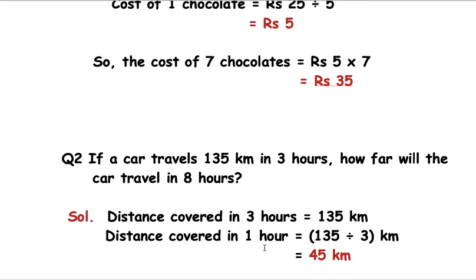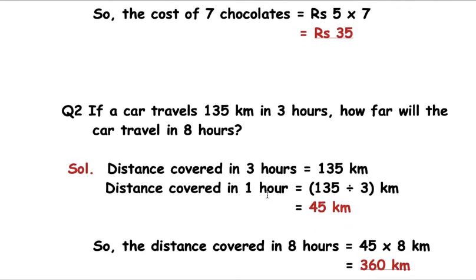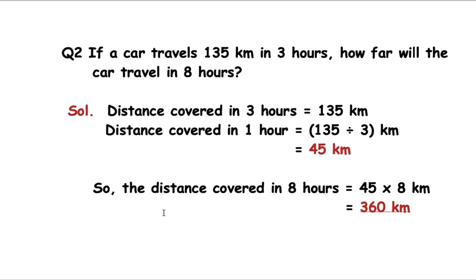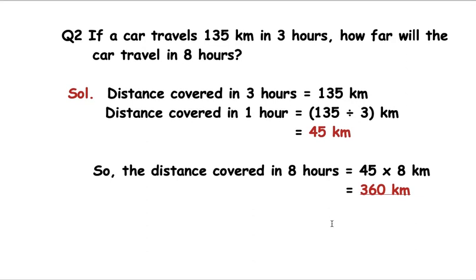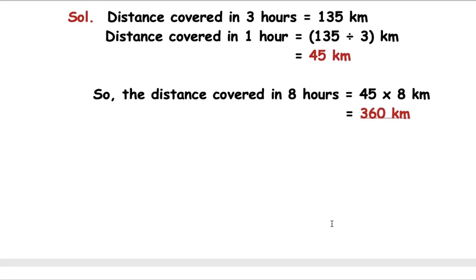So distance covered in 1 hour will be equal to 135 divided by 3, which will be equal to 45 km. But we have to find out the distance covered by car in 8 hours. So how will we do it? We will simply multiply. The distance covered in 8 hours will be 45 into 8, which is equal to 360 kilometers. So isn't it easy, children? Now I think you people can solve any such problem using unitary method.